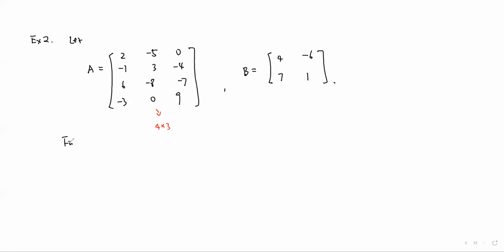Now find A times B. Pay attention. Matrix B is just 2 by 2. The number of columns of matrix A is not equal to the number of rows of B. Let me try to find the product by the row-column formula anyway. Okay, A times B. Matrix A, let me copy.